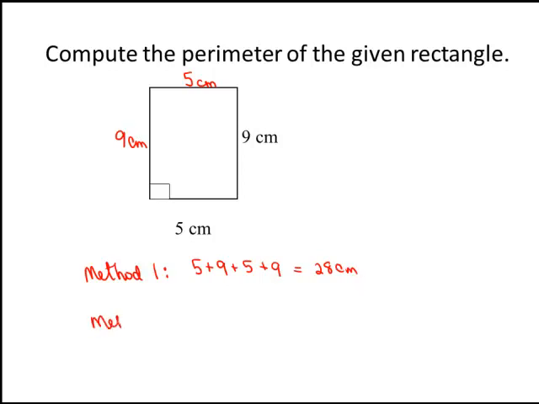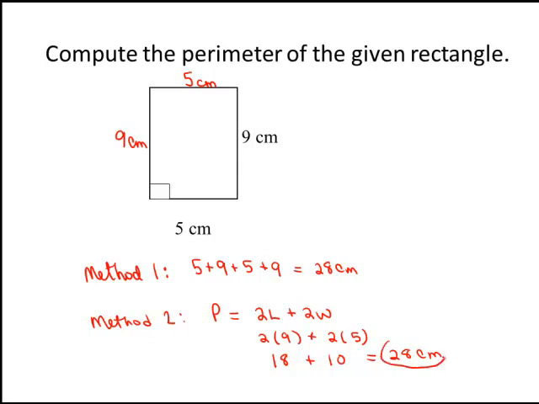By method 2, we can use our new formula for perimeter, which says that the perimeter is twice the length plus twice the width. The length for this rectangle is 9 centimeters. The width is 5 centimeters. 2 times 9 is 18, and 2 times 5 is 10. So by this method as well, we get a perimeter of 28 centimeters.